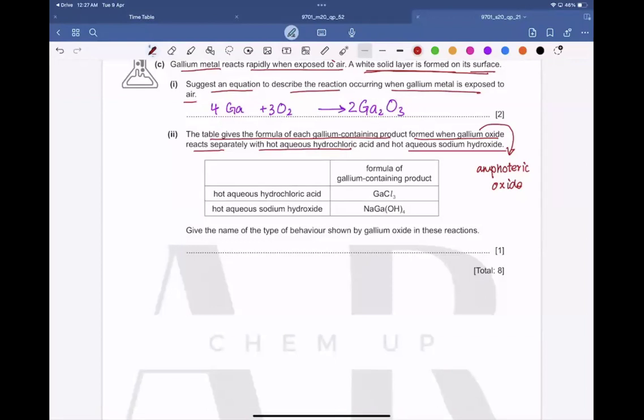Okay. Give the name of the type of behavior shown by gallium oxide in these reactions. So see, if it is reacting with both, its behavior would be amphoteric. So I will write over here amphoteric. Is this clear to all of you?